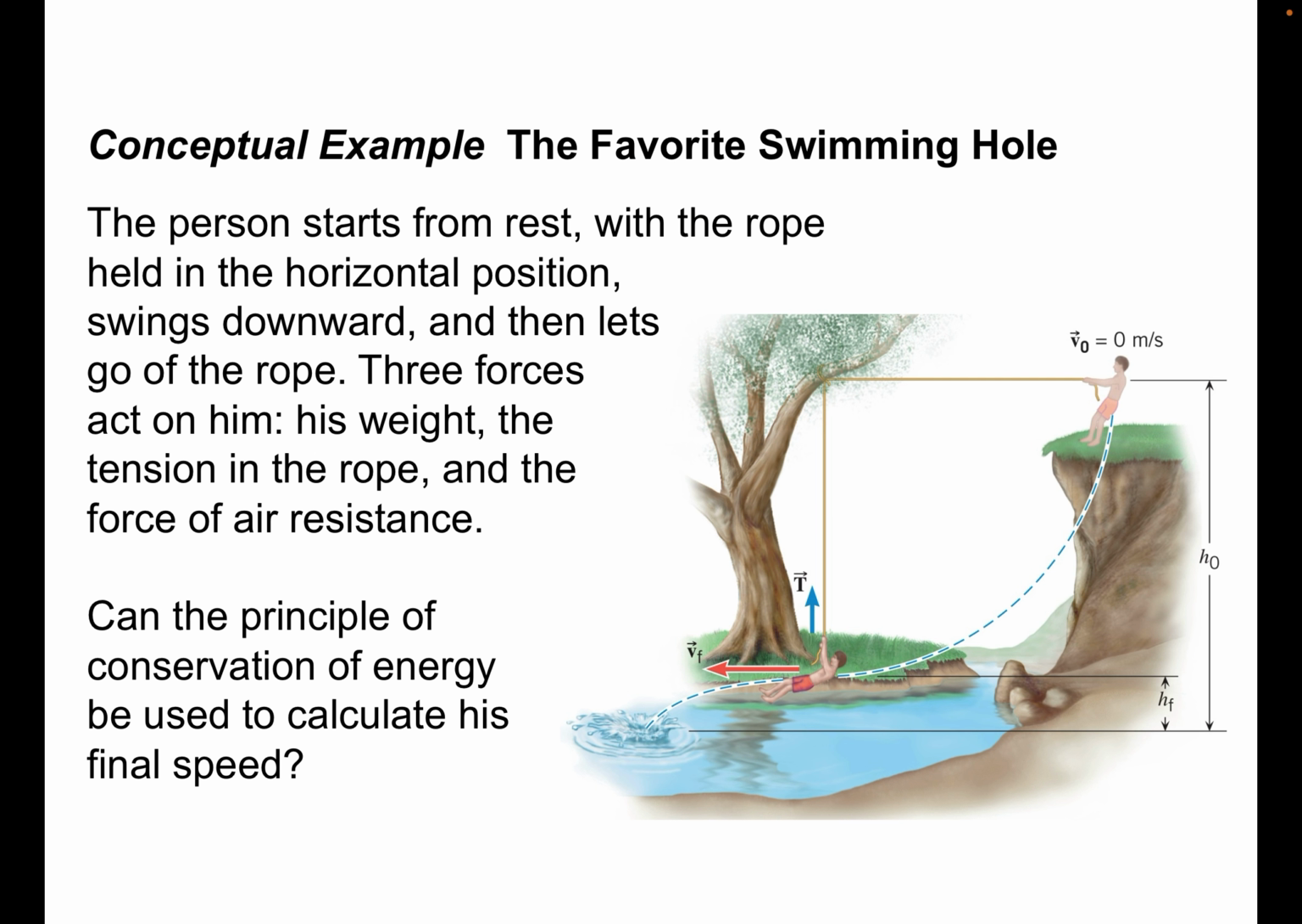Let's first start with a conceptual example. In this swimming hole example, a person swings on a rope. Can we use the principle of conservation of mechanical energy to find his speed at the bottom? Reading the question, there are three forces acting on him: weight, tension in the rope, and air resistance.